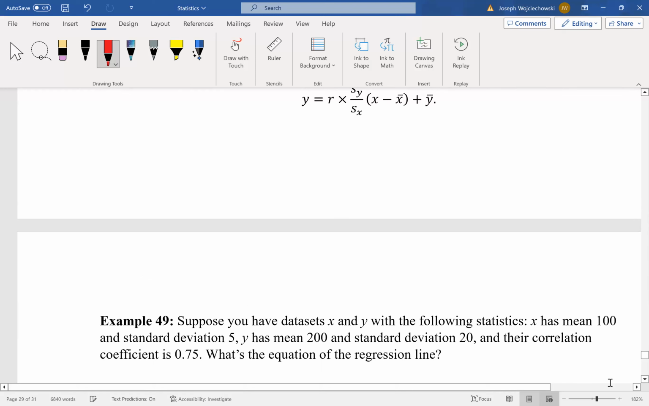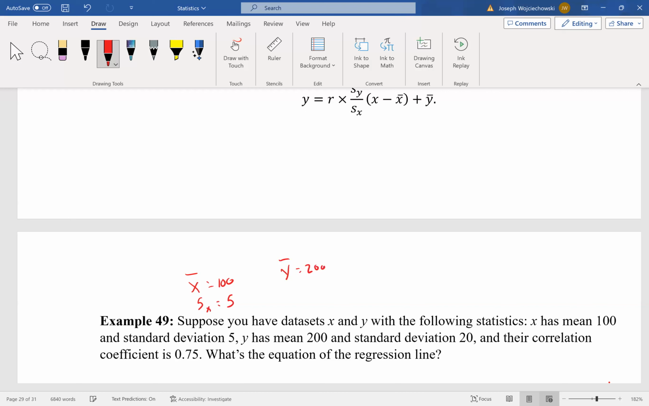So suppose you have data sets x and y with the following statistics. X has a mean of 100, so x bar equals 100, and a standard deviation of 5, so s sub x equals 5. Y has a mean of 200, so y bar equals 200, and a standard deviation of 20, so s sub y equals 20. And their correlation coefficient is 0.75. What's the question? What's the equation of the regression line?